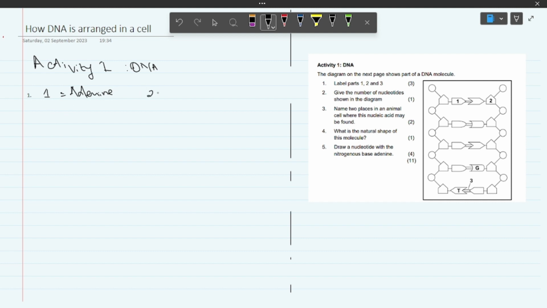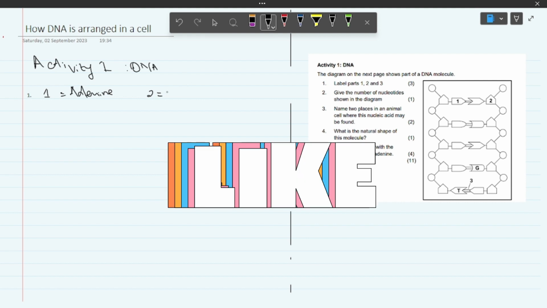Number 2, which in the diagram, number 2 in the diagram refers to what? Because number 1, the round one, is a phosphate group. And then number 2, it's a what? It's a deoxyribose sugar. So number 2 is a deoxyribose sugar.